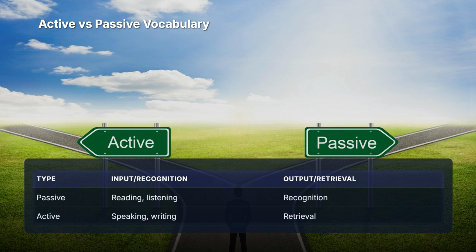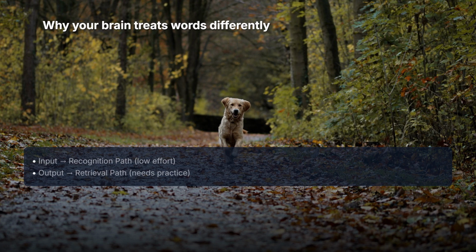The gap isn't about how many words you know. It's about how many you can access on demand. So why does one grow automatically while the other feels impossible? Your brain uses 2 different memory pathways. Passive vocabulary relies on recognition. When you read or listen, your brain just says, "I've seen this before," and files it under familiarity. It's low effort.